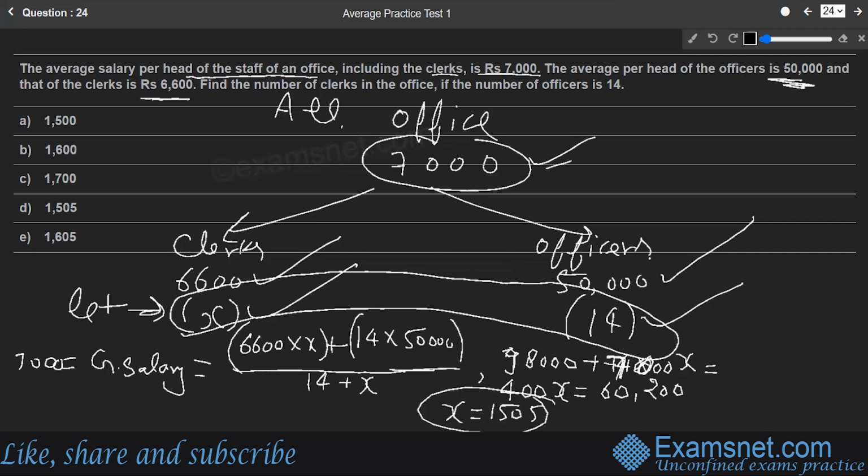So x value comes out to be 1505, and that is nothing but what we had assumed x to be. We had assumed x to be the total number of employees in the category of clerks. So the number of clerks in the office is nothing but 1505. Let's see where it is available. It is available in option number D. So it becomes the right answer here.